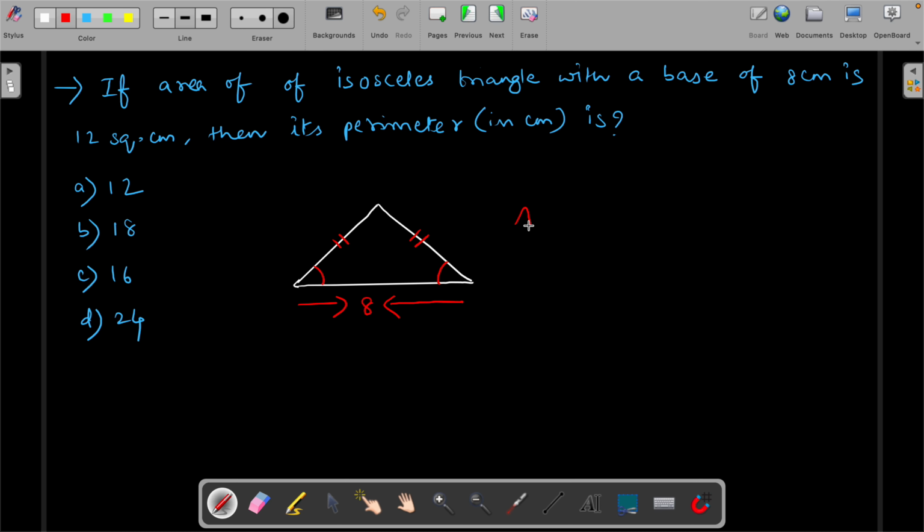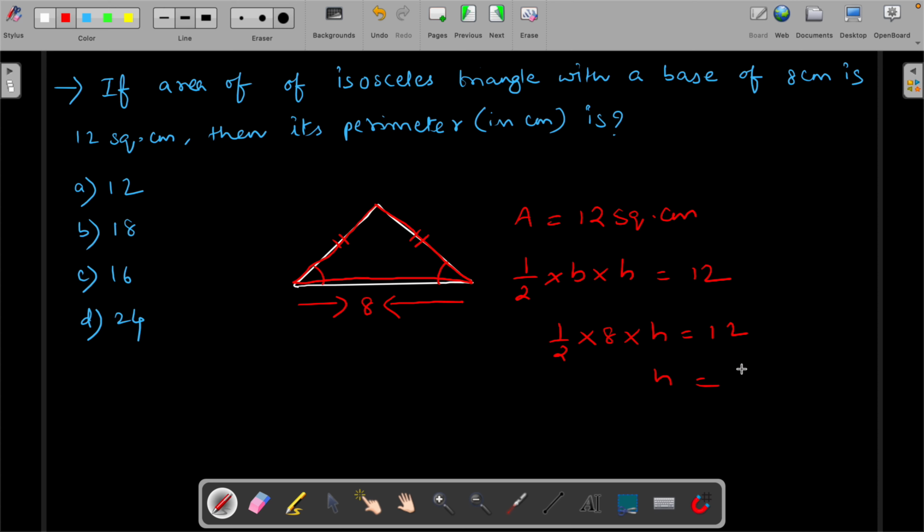And what is its area? 12 square centimeters. Now we need to find out the perimeter, this length. We know that area is half into base into height, which is 12. Half into what is base? 8 into height equals 12. What is height? 12 by 4, which is 3. So height is 3.